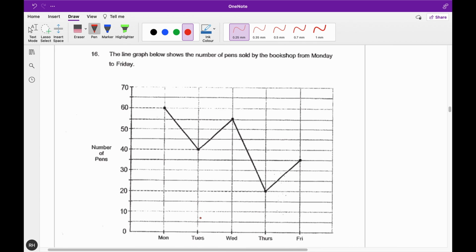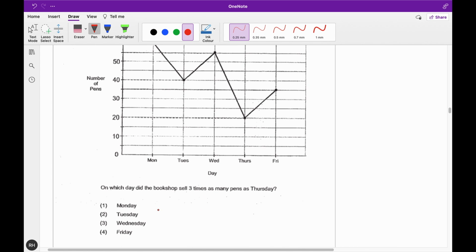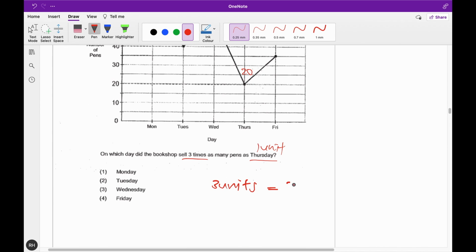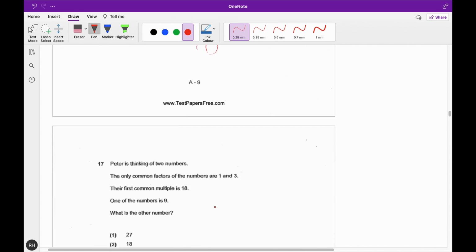Question 16. The line graph below shows the number of pens sold by the bookshop from Monday to Friday. Which day did the bookshop sell 3 times as many pens as Thursday? So we want to find 3 times. So this is 1 unit, okay? And then we want to find 3 units. So Thursday is over here. We have 20 on Thursday. 3 times basically means we times 3 equals 60. So basically we have to find which day sells 60 pens. So we can see over here 60. Okay, this is on Monday. So the answer is option 1.